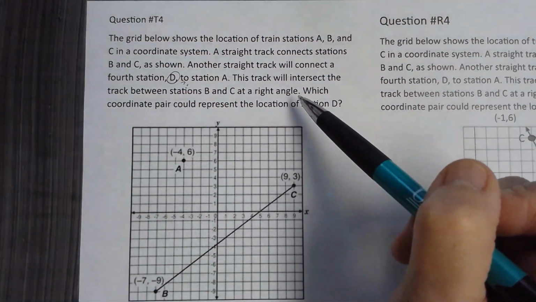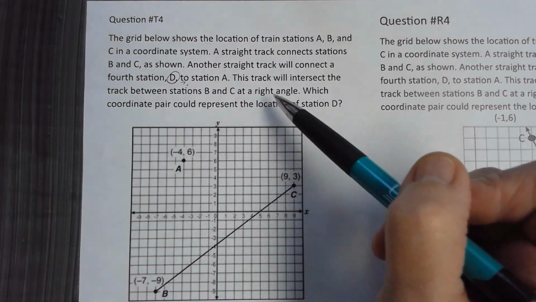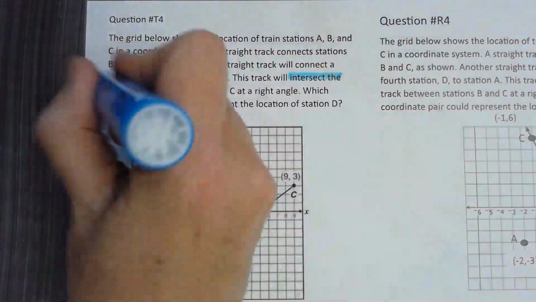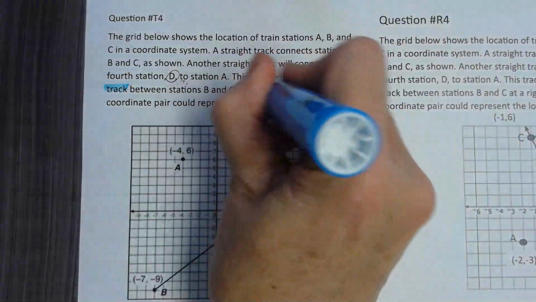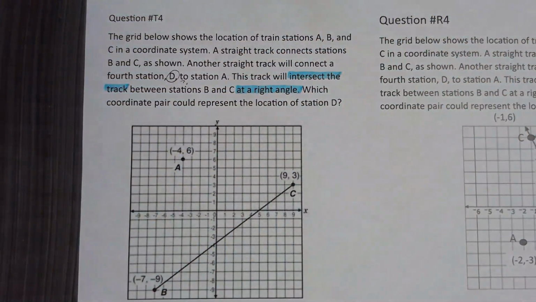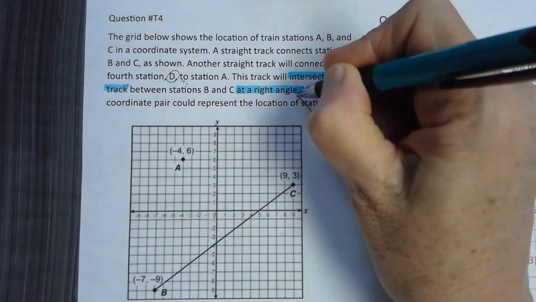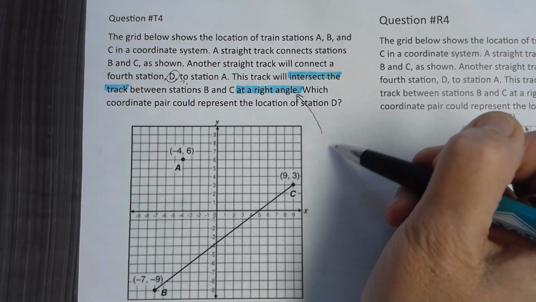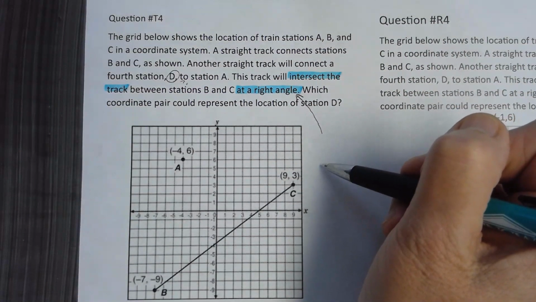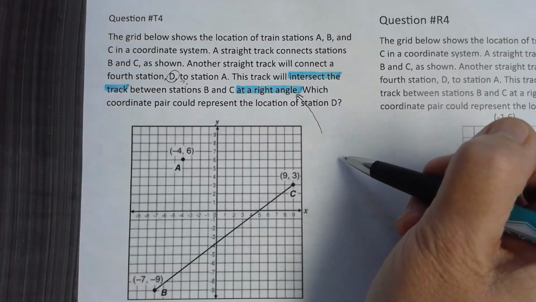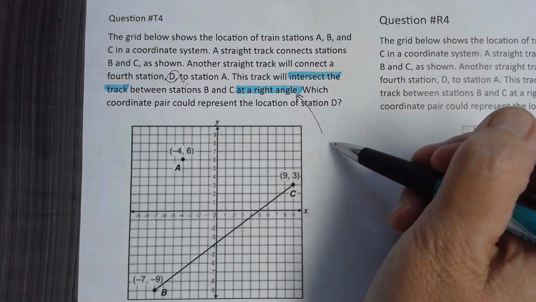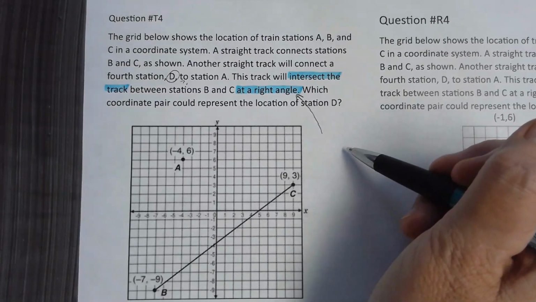This next statement is what says it all here. This track will intersect the track at a right angle. At a right angle. So what I want you to do is we're going to draw a line here, and I want you to write right angle means perpendicular lines. And if you don't know how to spell perpendicular, let's Google it. We're going to write right here, right angle means perpendicular lines.